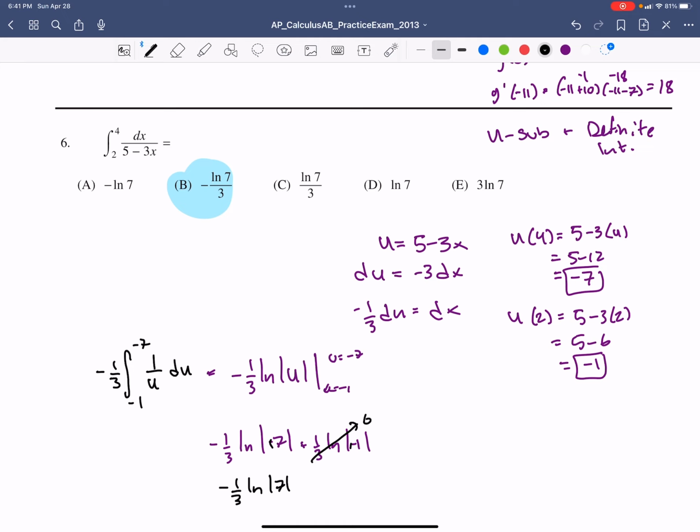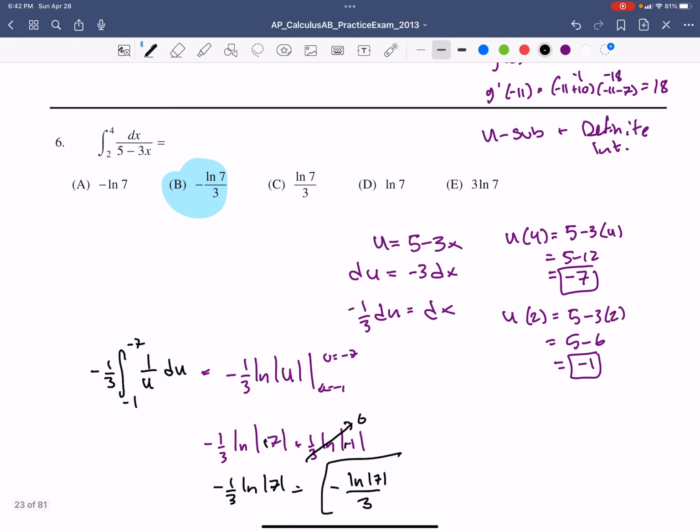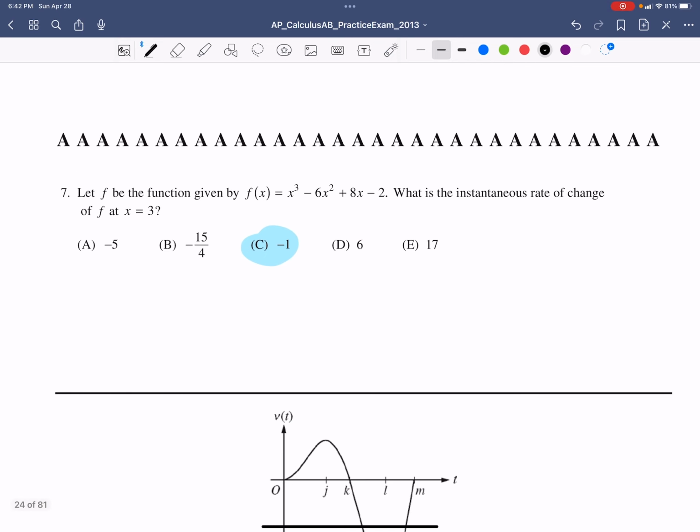Now negative 1 over 3 ln of 7 is the same thing as negative ln of 7 over 3. Notice how they don't have the absolute value part. That's fine, because when you do the absolute value of negative 7, we know that it's 7. So that's why we got there. But that's the answer. And now for our final question of this video, it's going to be, let f be the function.